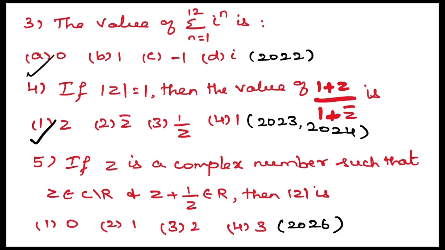Next question: if z is a complex number such that z belongs to C minus R and z plus 1 by z belongs to R, then mod z is.